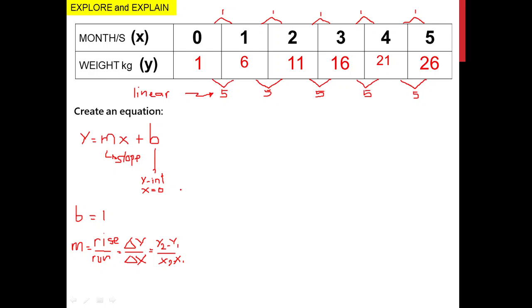Now the change of y is 5, right? This is y2 minus y1, that's 5. So I'll just write it here, 5, over the change of x. The change of x here, when I subtract x2 minus x1, is 1. Therefore, my slope is equal to 5.